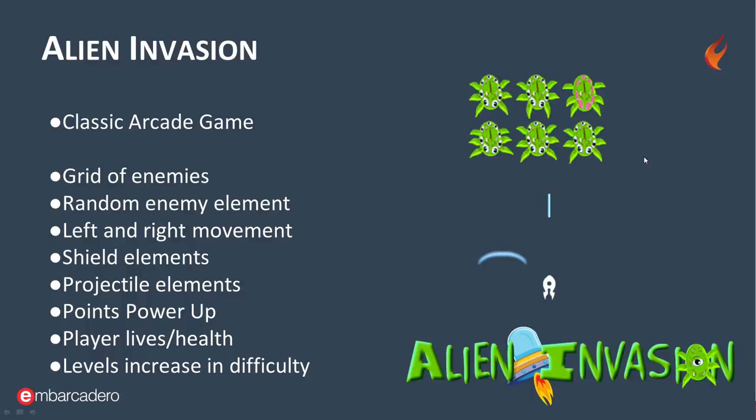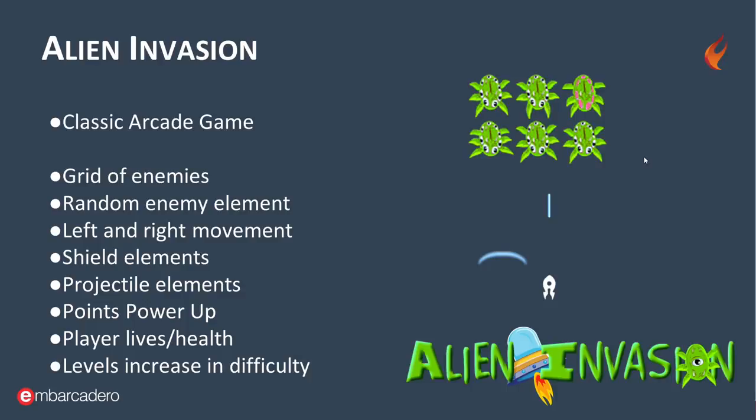The first game we are going to talk about is called Alien Invasion. Alien Invasion is a classic arcade-style game which features a grid of aliens that move in sync back and forth across the screen. They fire projectiles at the player, who is at the bottom of the screen. On each trip back and forth across the screen, they start moving faster and faster.